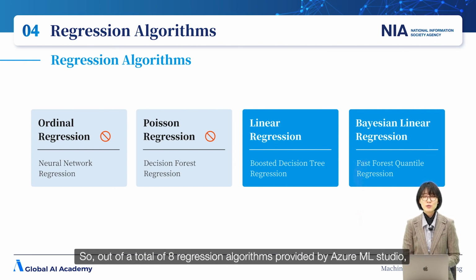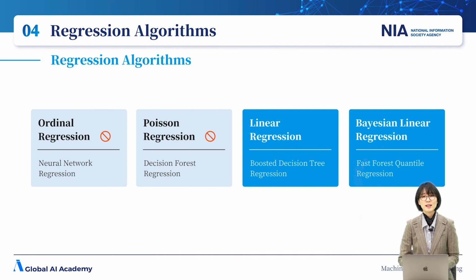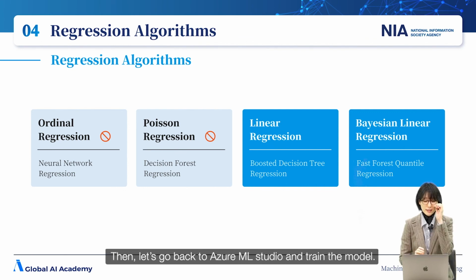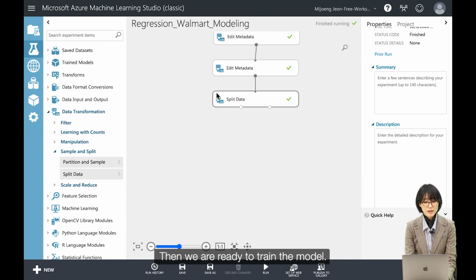So, out of a total of 8 regression algorithms provided by Azure ML Studio, we will train the model by selecting some of the remaining 6, except ordinal regression and Poisson regression. Then, let's go back to Azure ML Studio and train the model. We move to Azure ML Studio. Then we are ready to train the model.